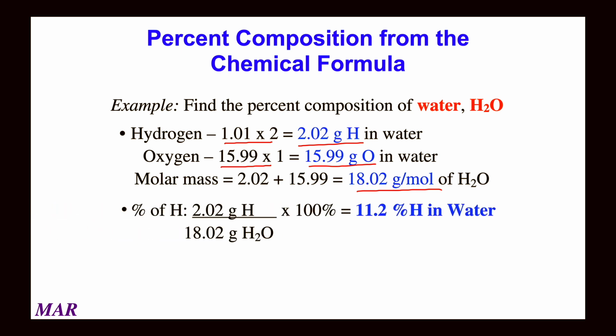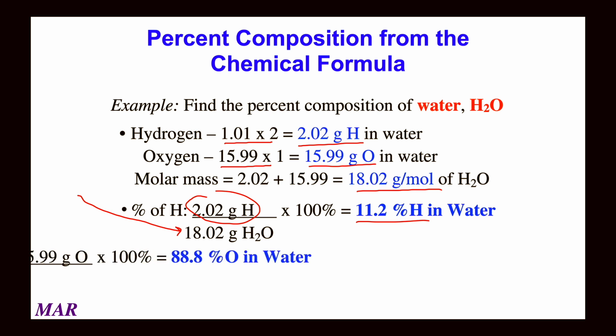So the percent of hydrogen, if you want to figure it out, and you know the formula: molar mass in the bottom, 18.02, and the grams of hydrogen in the top. So grams of what you're looking for, hydrogen, divided by grams of everything, which is the molar mass, times 100%. Water is about 11.2% hydrogen, and that's kind of a cool thing to know.